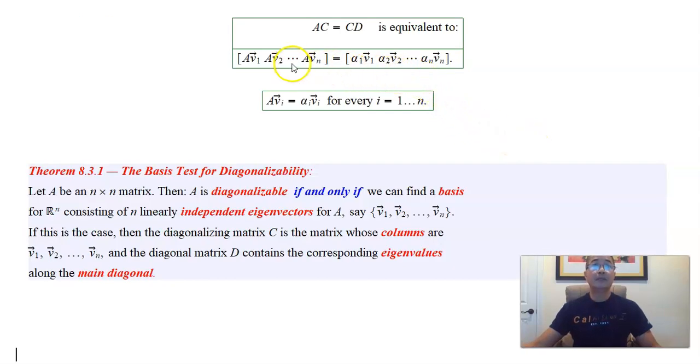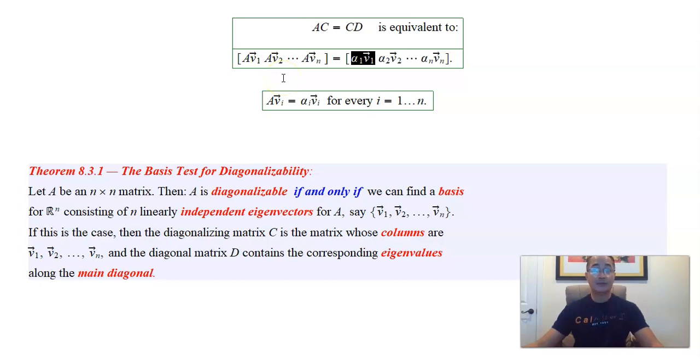All right, so now we're ready to understand both sides of the equation, A times C equals C times D. The left side is just A times column 1, A times column 2, and so on. But the right side is now multiply column 1 by alpha 1, the first entry on the diagonal, and so on. Multiply column 2 by alpha 2. So what has to happen? This is the first column in the product. It has to be equal to the first column on the right. So AV1 has to be the same as alpha 1 V1.